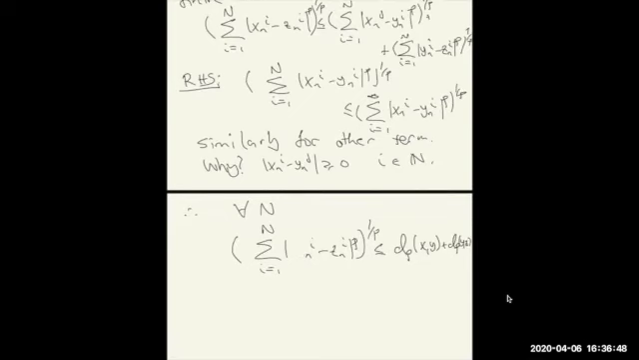So what we get from this is that for every natural number N, if we take the sum on the left-hand side up to N, then what we get on the right-hand side is the d_p distance x to y, plus the d_p distance y to z. And here we should have x_i, z_i. But this is now true for all N. So the right-hand side is an upper bound for the left.